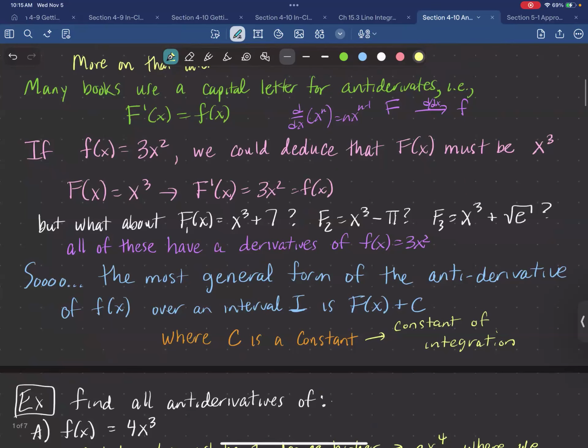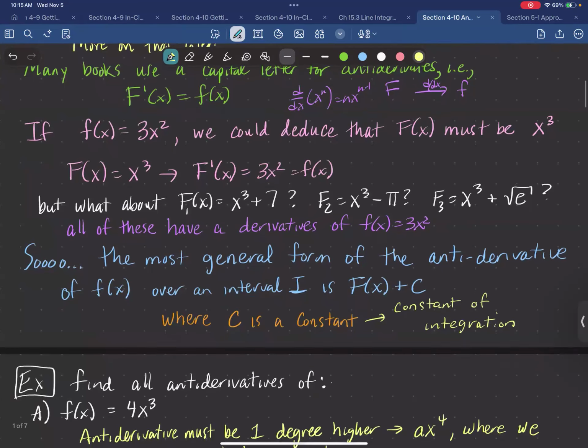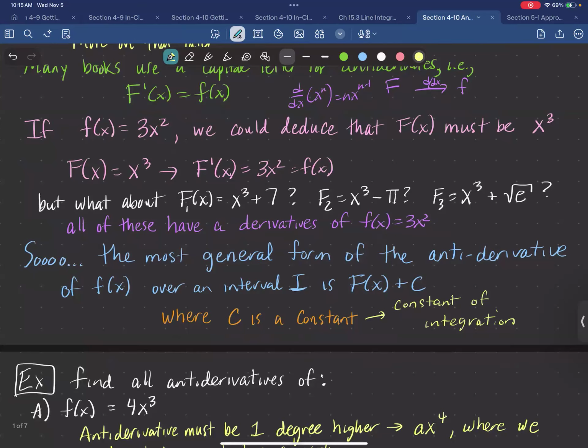So let's look at finding all possible antiderivatives of 4x cubed. So the antiderivative, like we were saying, must be 1 degree higher. And like I said we could do earlier with 5x squared to figure it out, we would do ax cubed, as we're going to do in this process here, and figure out what a has to be. We're going to take a look at that process right now. So we know it should be 1 degree higher. We don't know what the coefficient is.